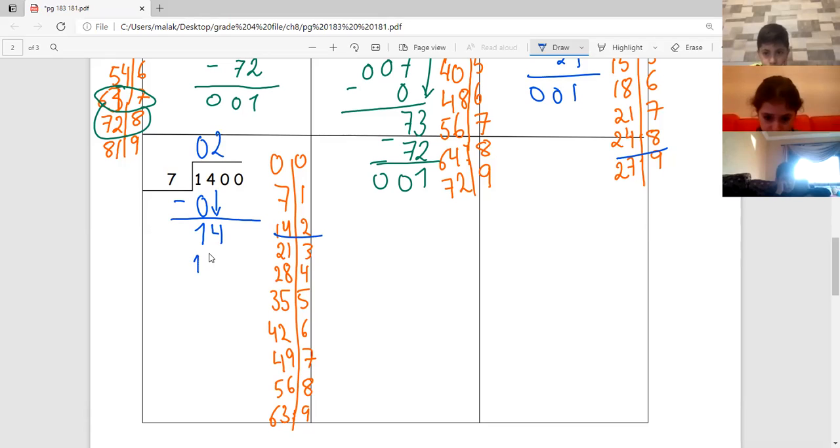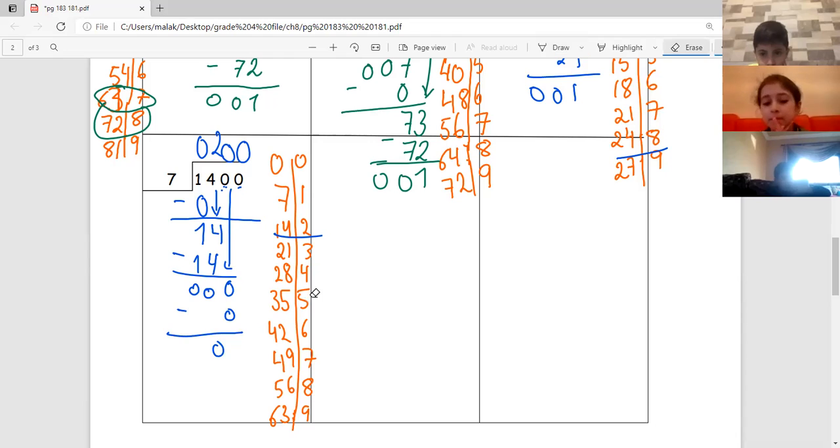Bravo. Then we bring down zero. Look, you can do it faster. Which number gives us zero in table 7? It's zero. How many zeros do we have here? 2. Just copy them in the quotient. No need to subtract each time. Copy the 2 zeros in the quotient. Okay? Yes. Thank you, Ali.